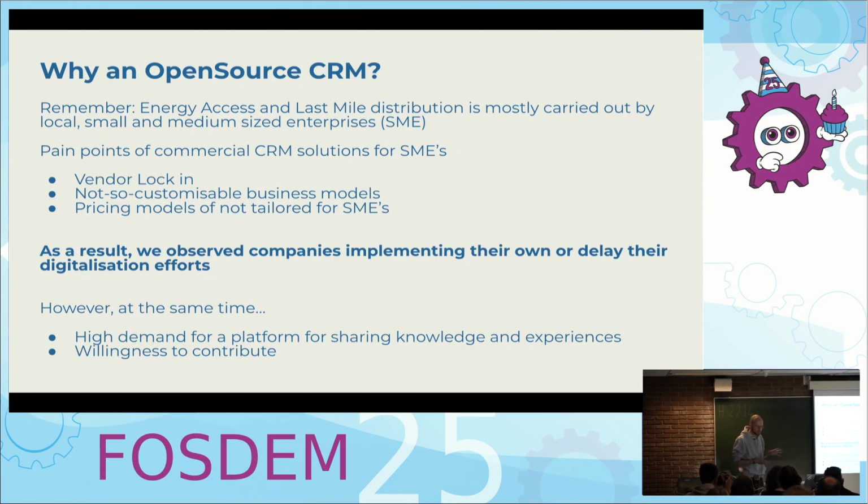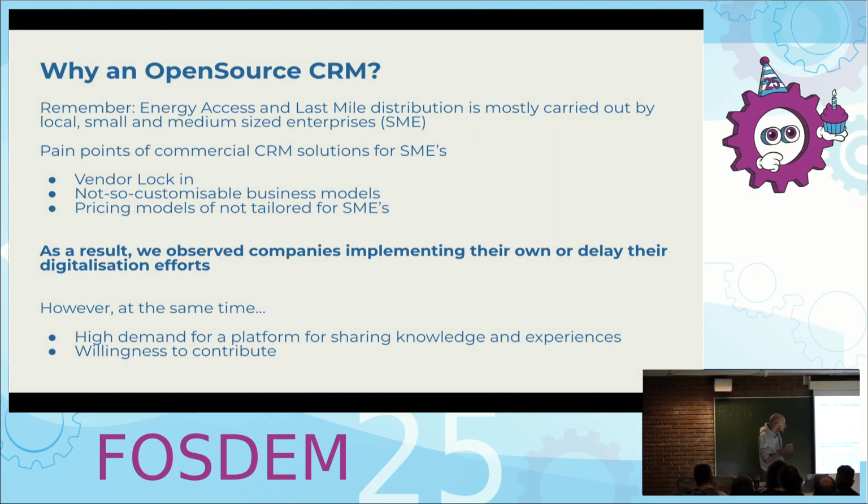Some of the business models are very special, so the tools may not provide the full flexibility that companies need. And also the pricing model sometimes is just not targeted at very small companies. Sometimes they have flat fees, and it doesn't really scale for you. What we observed is that some of the companies refused to digitalize their processes and just stay with what works for them, or they just delay it. In both cases, their growth is hindered, and the path to energy access is delayed.